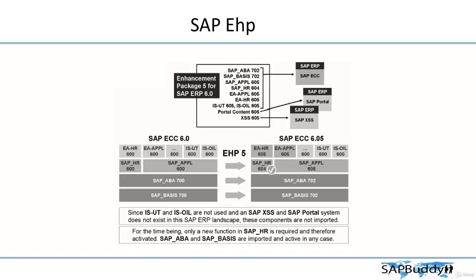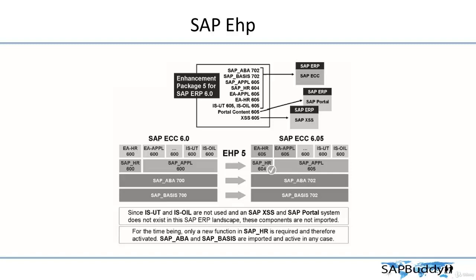When you apply any enhancement package, you may have new functionality which is already available in the enhancement package. However, this functionality needs to be enabled in order to use it. Otherwise, it is basically just a functionality which is hidden. But using the functionality switch framework, you can enable each functionality which is provided by the SAP system.